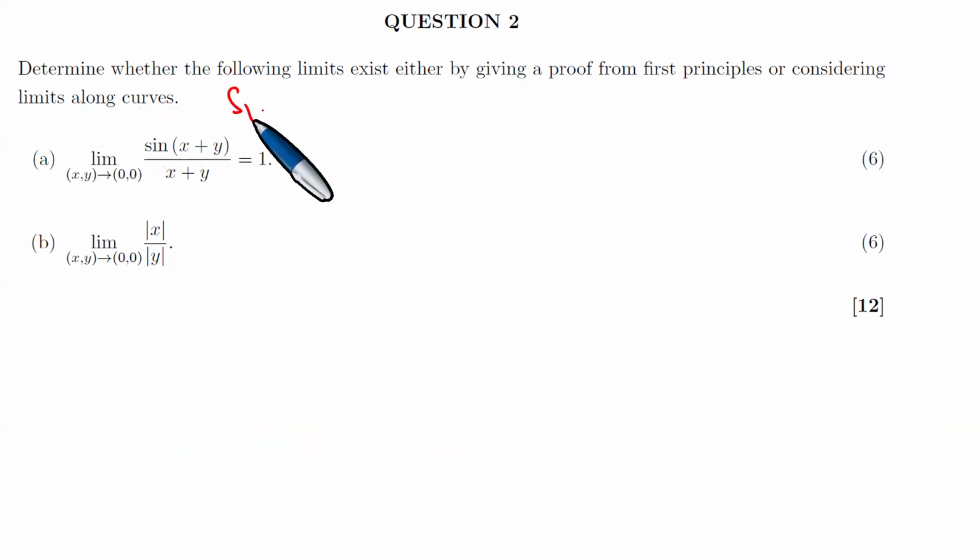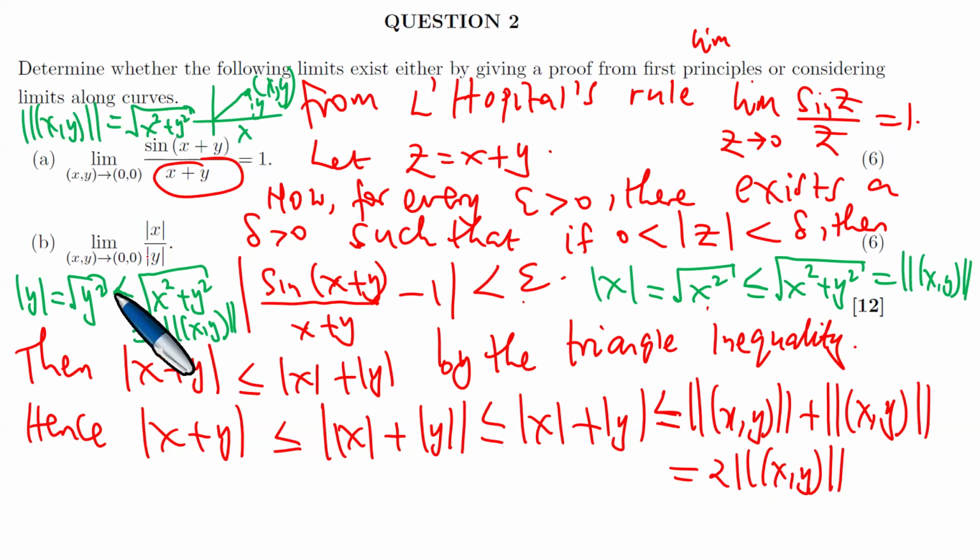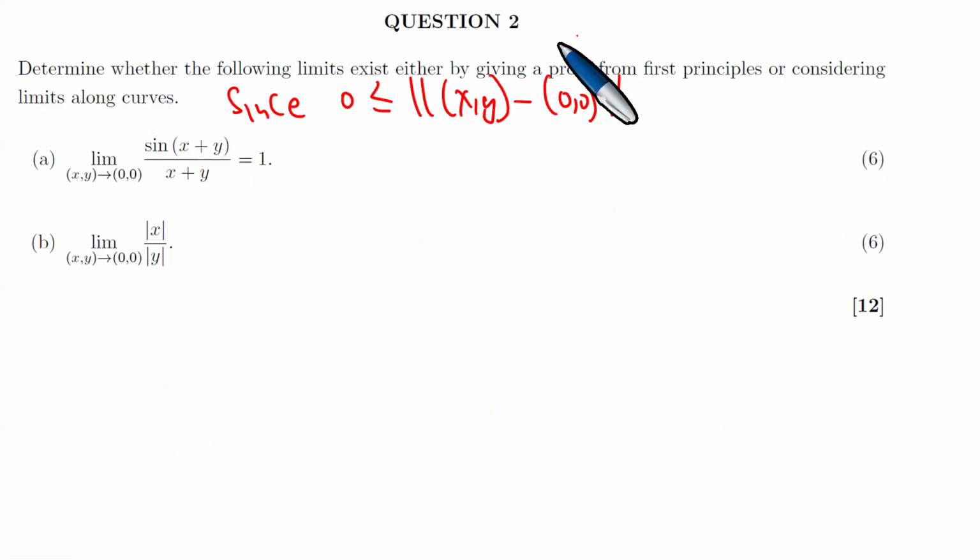Now since 0 is less or equal to the length of x and y minus 0, 0, so we're dealing with the bottom of this. So we're taking this xy vector and we are minusing the 0 and 0. So since this here, we can take it to be delta out of 2, because delta out of 2 itself is less than delta.